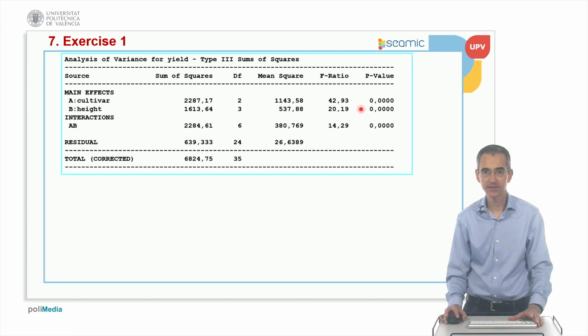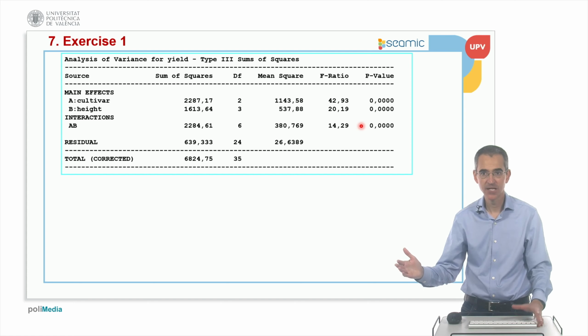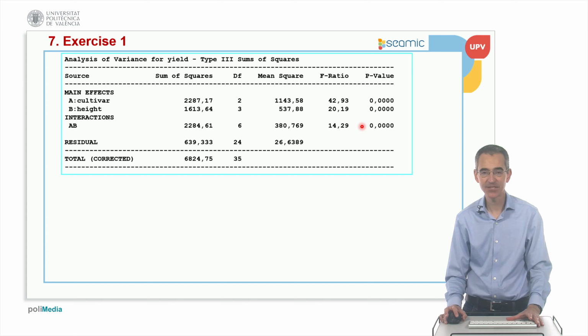The same for the height. The p-value is very small, so we reject the null hypothesis, which means that at least one of the 4 heights on average will be significantly different, which means that the population average will be different from the rest, at least for one of them. And importantly, the interaction, the p-value is very small. The null hypothesis for the interaction is that the effect of the interaction is 0, or there is no effect for the interaction. In this case, as the p-value is so small, we reject that null hypothesis and we conclude that we have an interaction at the population level.